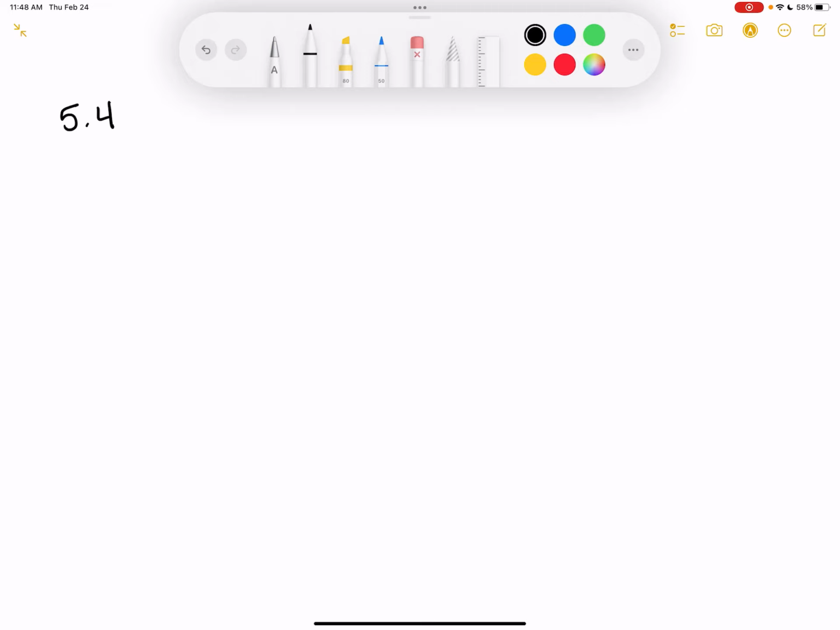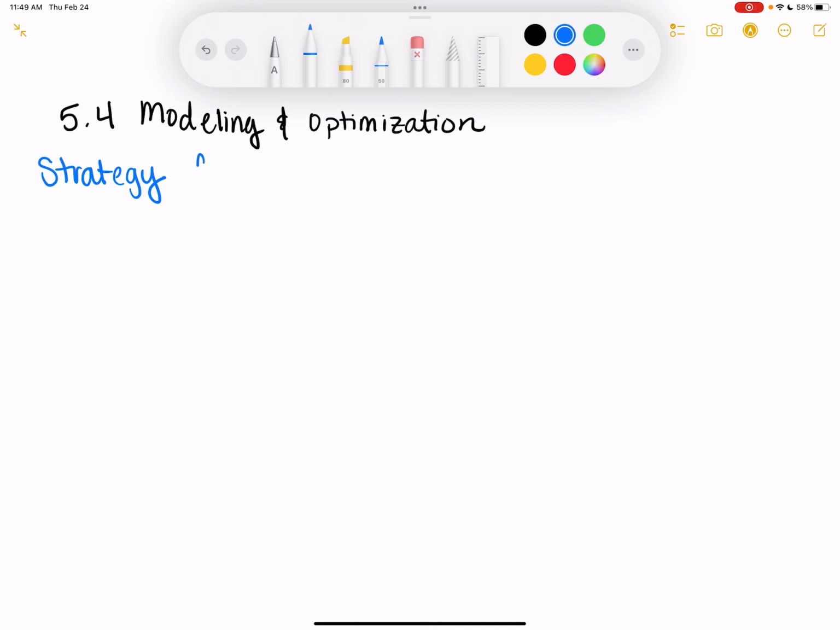All right, so 5.4 is modeling and optimization. We're going to start out with a strategy for these problems, and then we'll work through a few. We'll just get through as many as we can today, and then we'll pick up tomorrow with whatever's left. So the strategy for max and min problems.